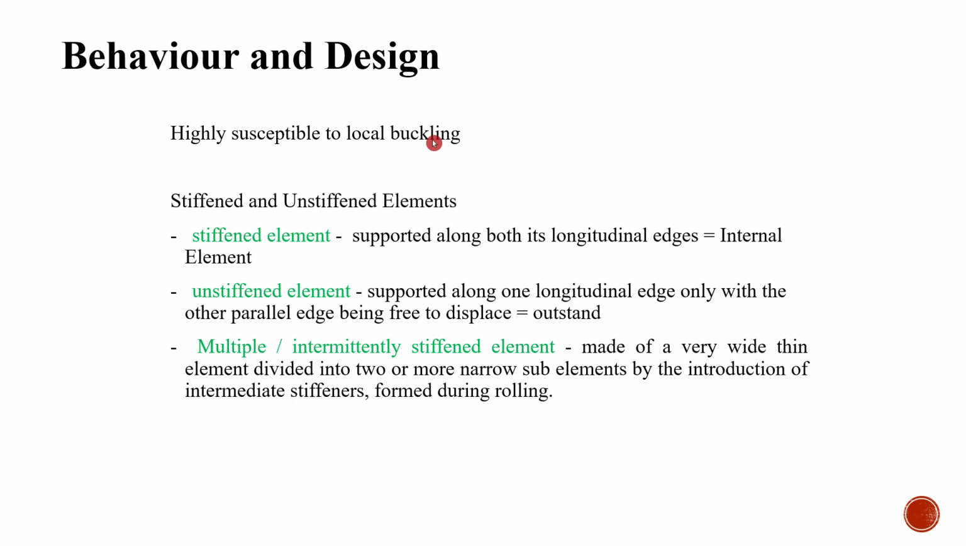We can divide the cold formed steel shape into stiffened and unstiffened elements. The stiffened element is supported along both its longitudinal edges, and the unstiffened element is supported along one edge only, with the other parallel edge being free to displace.